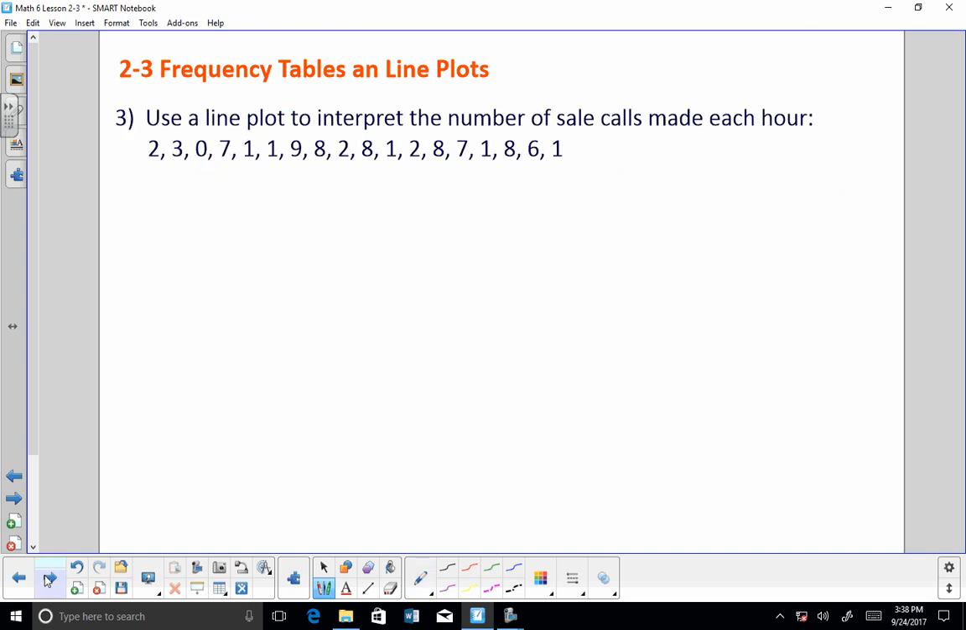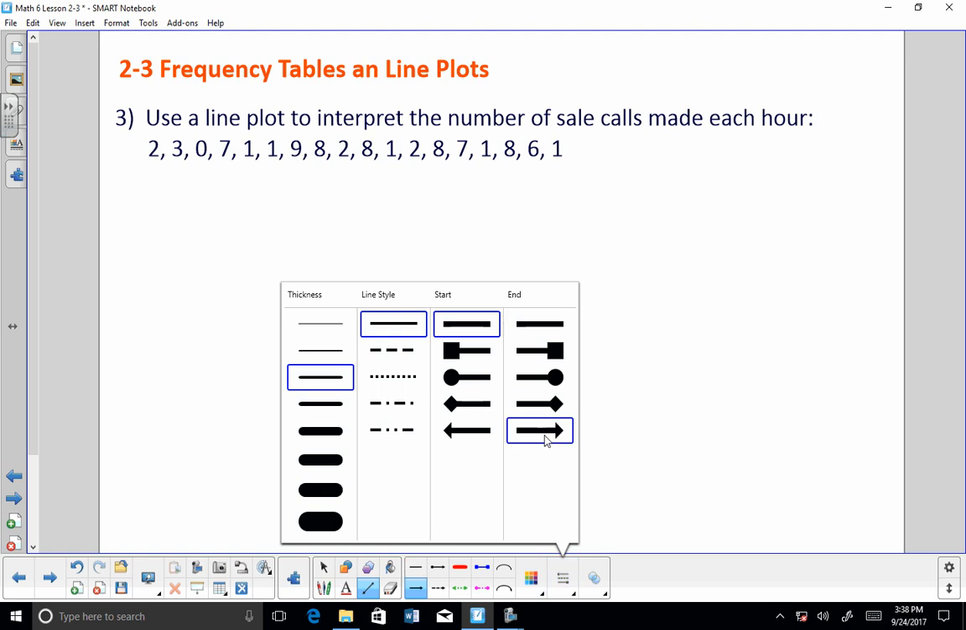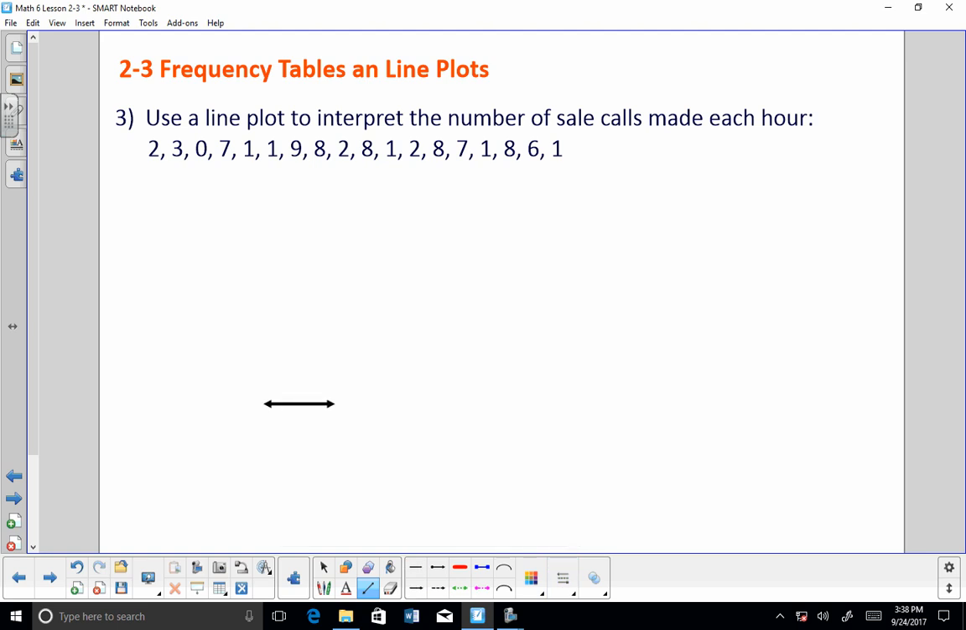Now we're going to use a line plot to interpret the number of sales calls made each hour. Okay, so first of all, again, I have to have my line. So I want my line here. So I'm going to draw a nice little line. If I look at this, my smallest number appears to be 0 right here, and my largest number appears to be 9 right here. So I have to go from 0 to 9.